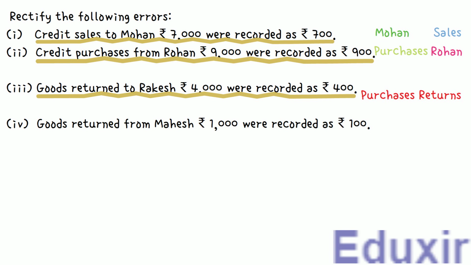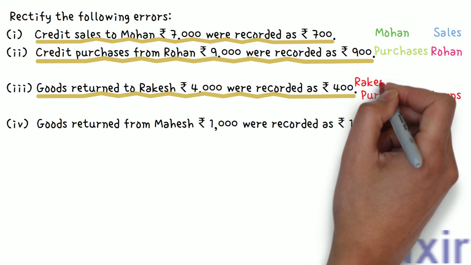At the same time, as these purchased goods are returned to the supplier, the liability of the business to pay to the creditor Rakesh is decreasing. The rule to record any decrease in the liability is to debit the corresponding liabilities account. In this case, the creditor Rakesh's account should be debited.